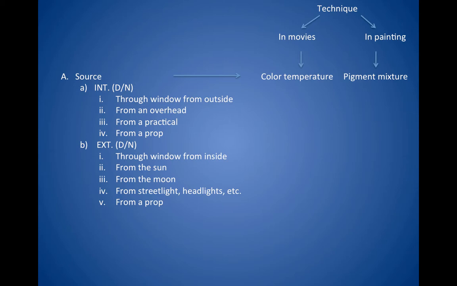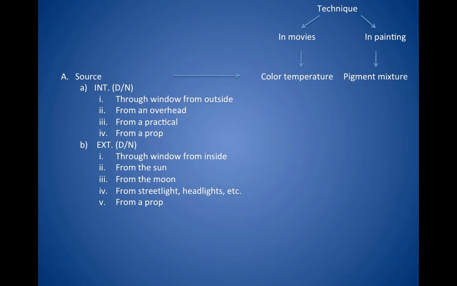So if it's interior, the light could come through the window from the outside, or come from an overhead light like a neon light, or from a practical light like a lamp, or from a prop like a flashlight. But if it's exterior, the audience is going to wonder if the light's coming from the sun, or from a window inside the house, or from the moon, which is a reflection of the sun, or from a street light, a headlight, or another prop like a match. These are all used to give us an idea where the light's coming from.